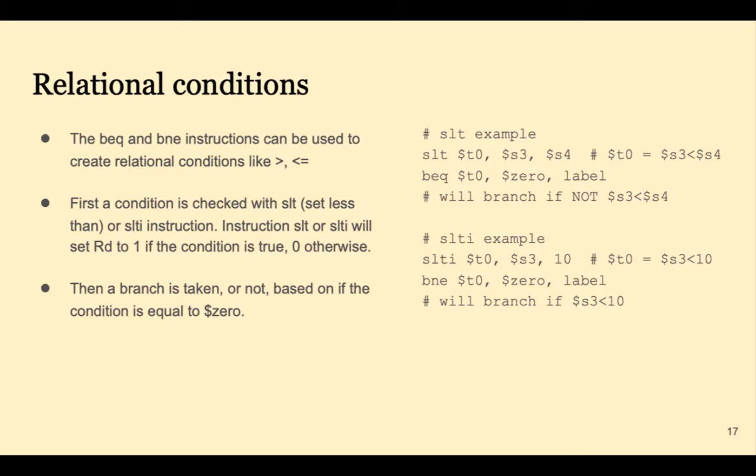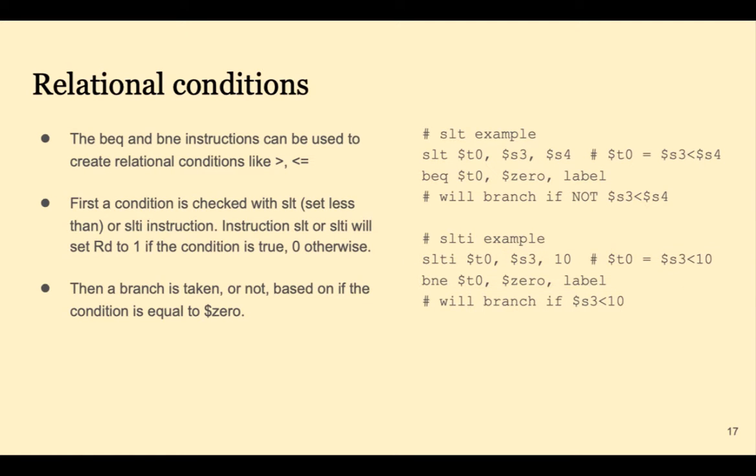The two branch statements, branch equal and branch not equal, give us binary choices. What if we want to implement something like less than or equal to? In MIPS, we implement relational conditions by combining the branch with a set instruction. The set less than instruction will set the destination register to 1 if the two source registers are in a less than relationship. Otherwise, the destination register will be 0. There's also an immediate version.